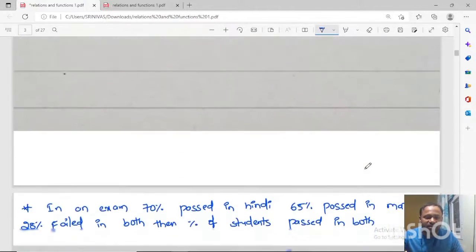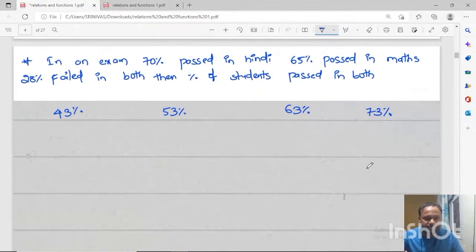Next, I will move on to one more problem. What is that? In an exam, 70% of students passed in Hindi, 65% passed in mathematics, and 28% failed in both. The question is the percentage of students who passed in both. That is the question. Okay.